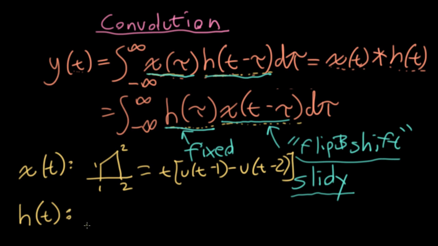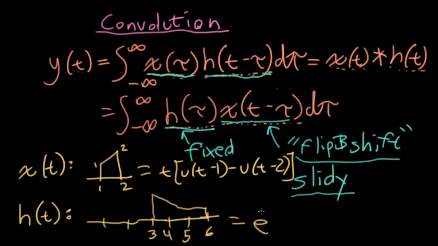And for h of t, let's use a decaying exponential function that starts at 3 and that ends at 6. I'm not going to try drawing this to any sort of sensible scale. This certainly will start at 3. So I'll write, let's say this is e to the minus 4 times (t minus 3), u of t minus 3. So it's a decaying exponential that's shifted over by 3. So it starts at 3. And I put a decay factor of 4 in here.